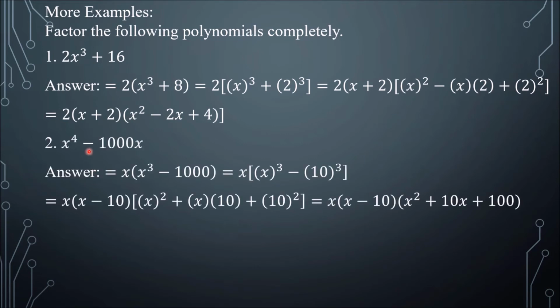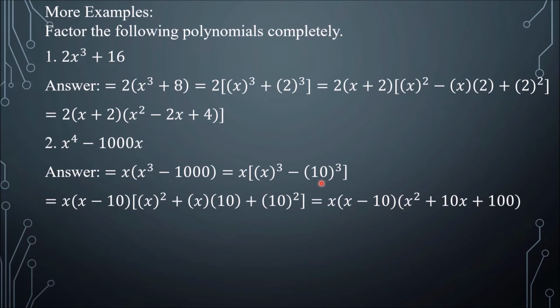Number 2, x to the fourth, or x raised to 4, minus 1000x. Now in this case, the common monomial factor is x. Now extracting x, we have x cubed, that's the remaining factor, minus 1000. Now this one is a difference of 2 cubes, because x cubed is x cubed, 1000 is 10 cubed. So there are 2 cubes, this one and this one.